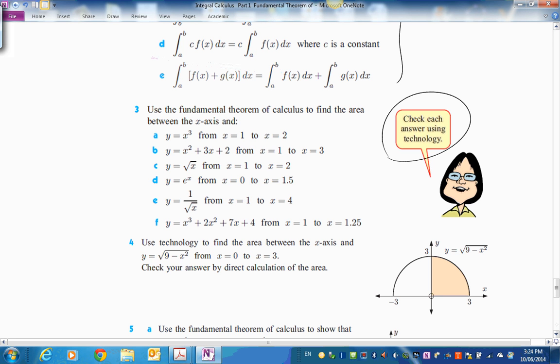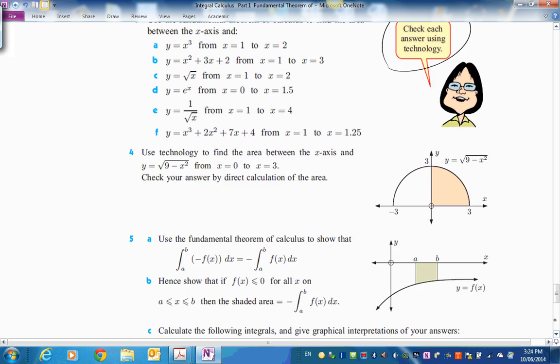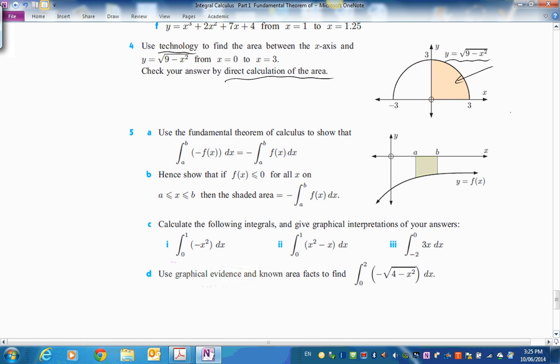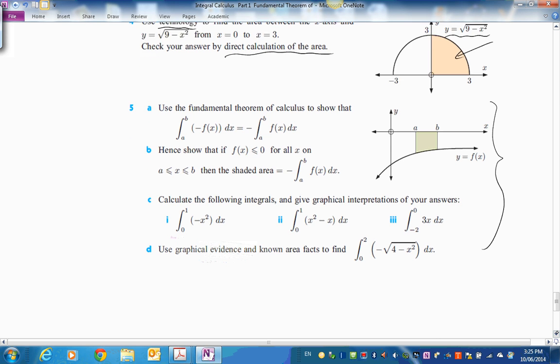So have a go. This one's an interesting one. You could use technology because you can't actually integrate this at this stage, or you can calculate the area directly, because what's that? That's a semicircle. All right, and then down here, fundamental theorem of calculus, some interesting ones here as well. All right, so check those. You might like to go through that with your teachers. I'll show you the answers now and see what you think.